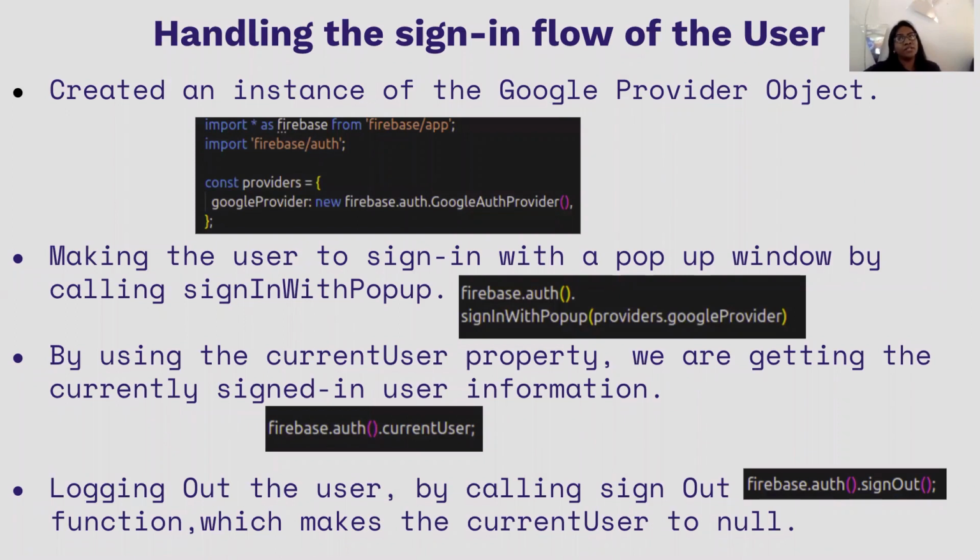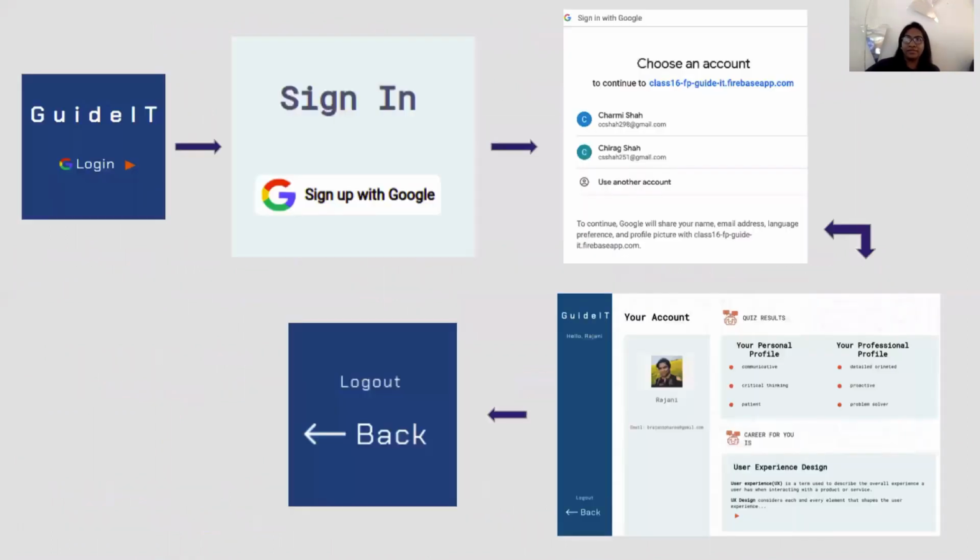By using that, we can give a pop-up window for the user so that they can authenticate using a Gmail account. And we are also using the current user property of Firebase to get the currently signed-in user information. To log out the user, we are using the Firebase sign out function, which makes the current user become null. This is the flow in our GuideIT project.